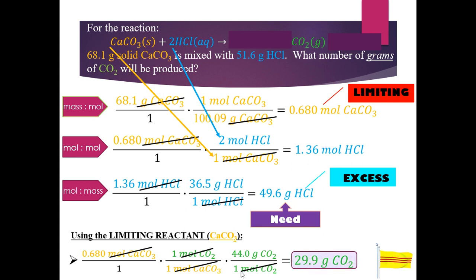Okay, so that's how much carbon dioxide would be produced if you were to mix 68.1 grams of calcium carbonate and 51.6 grams of hydrochloric acid. So you need to identify the limiting reagent properly, because you need it in order to figure out how much product is produced on the right side of the equation. All right. Other than that, I hope that helps.